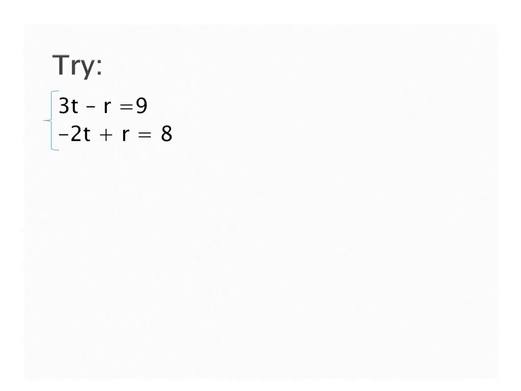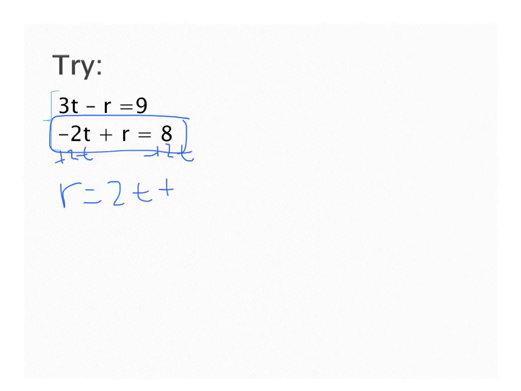In this example, we have different variables from x and y. We have t and r. But that's totally fine. Same exact plan. Well, why don't I solve this second one for r? That looks like it's going to be the easiest thing to do. If I add 2t to both sides, I'm going to be left with r equals 2t plus 8.